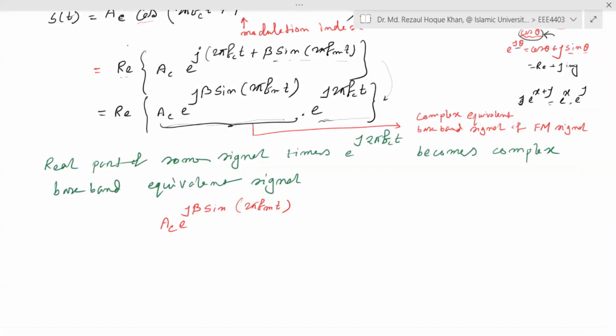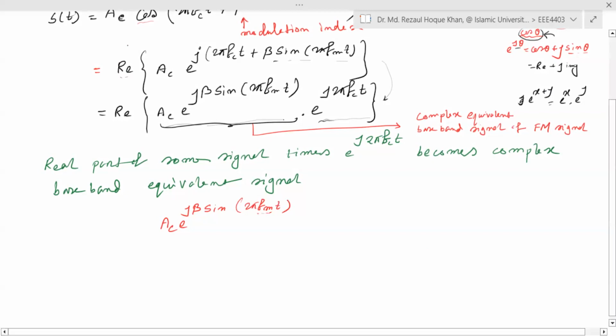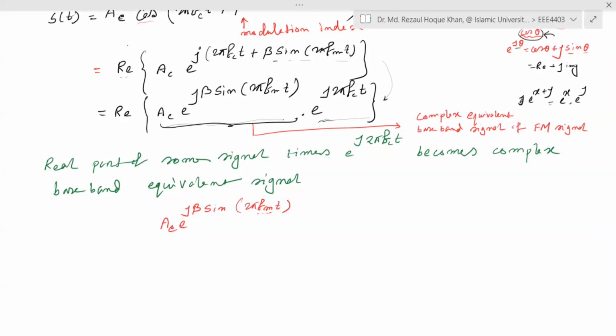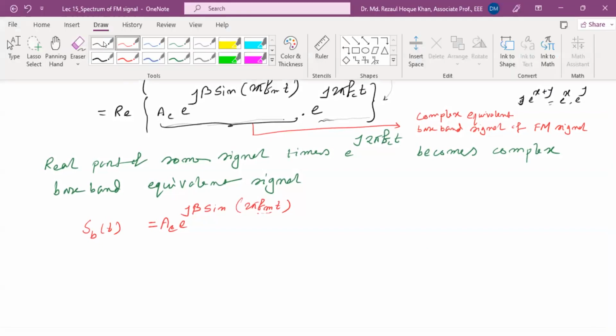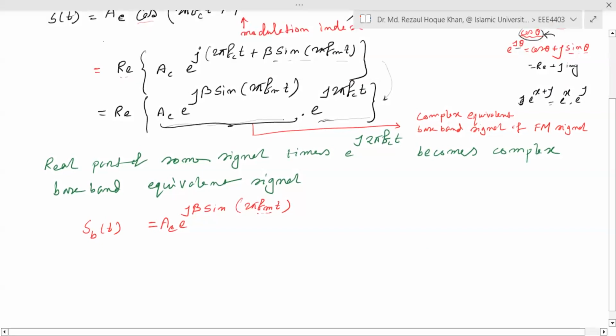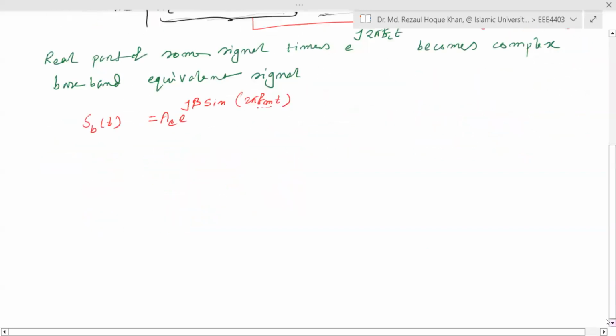Why are we calling it a baseband? Because m is the modulating signal. Now, let us give this term a name, s baseband. So let us find the spectrum of this complex equivalent baseband signal.